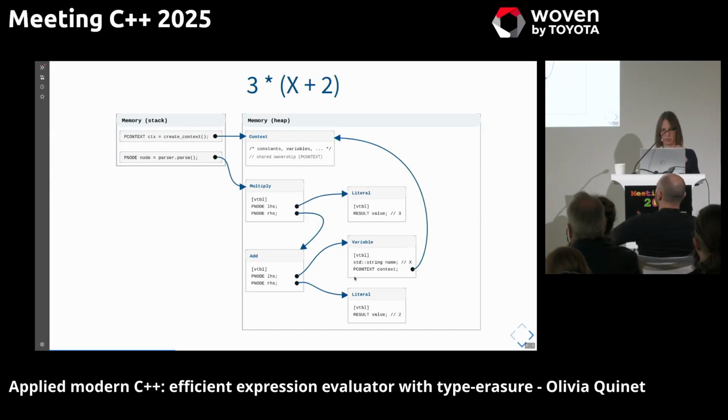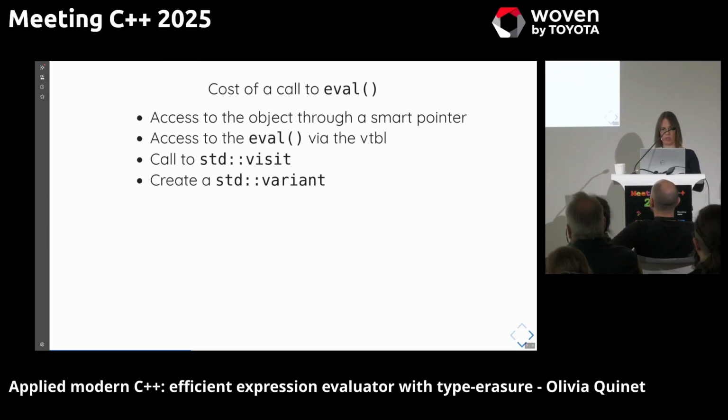It's just what I said before, but it's maybe a bit more visual here. When you call eval on the root node, there is quite a lot of cost associated to it. You have to access the heap object through a smart pointer. Then you have to access the eval of that object via the vtable. So there are two indirections already. Then you have to call std::visit, and then you create a std::variant. And this is for all the nodes inside your expression.